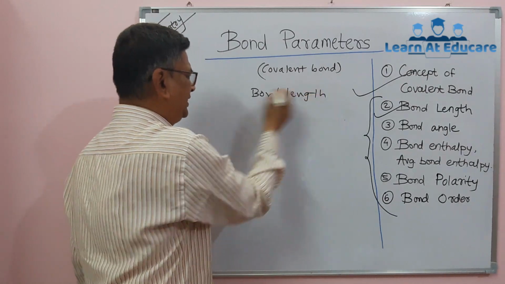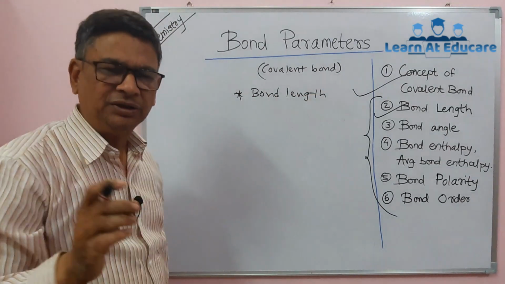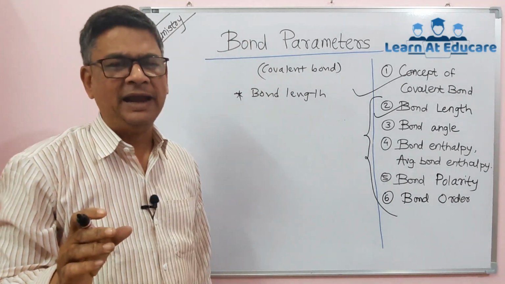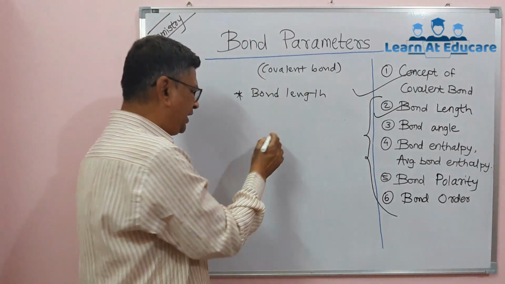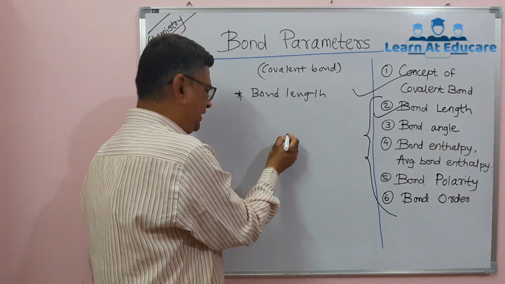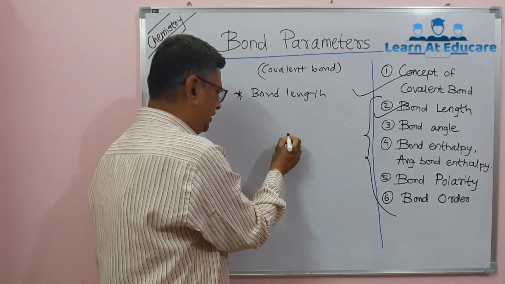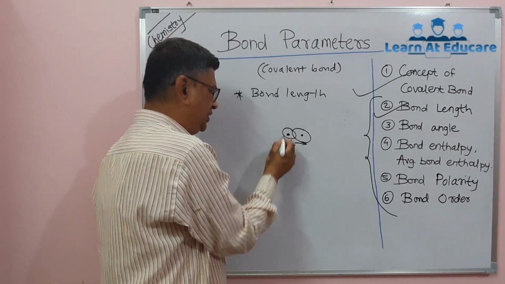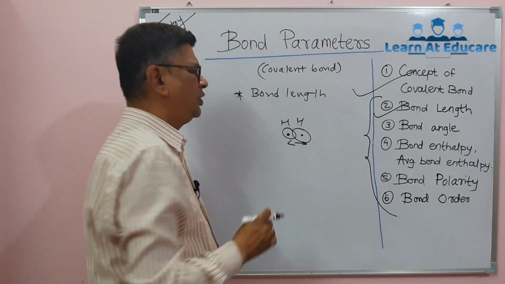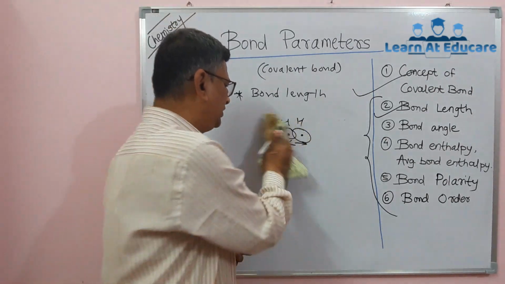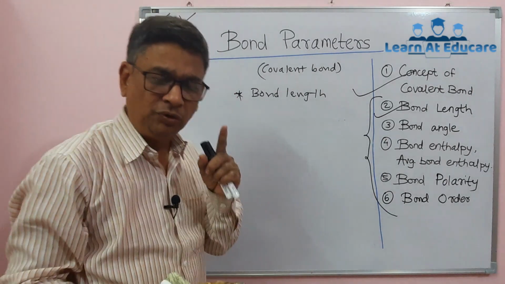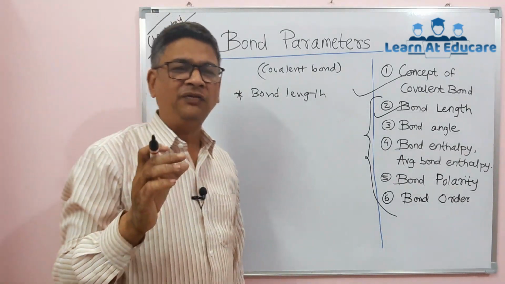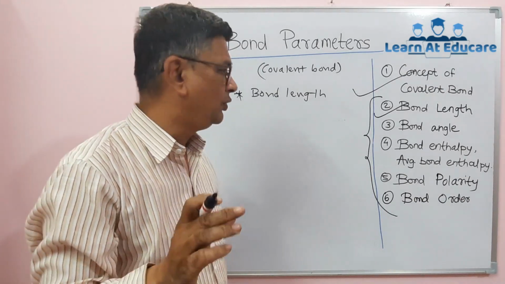Bond length is the distance between the nuclei of two covalently bonded atoms. If you take two hydrogen atoms with a covalent bond between them, and their nuclei are something like this, then this distance between the two nuclei is called bond length. So bond length is a concept used only for covalent bonds, and it is the distance between the nuclei of two atoms that have a covalent bond between them.